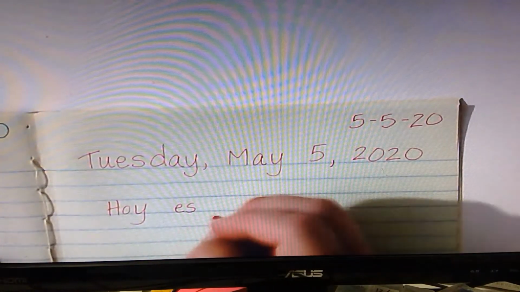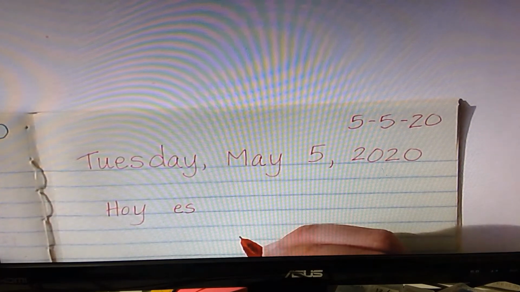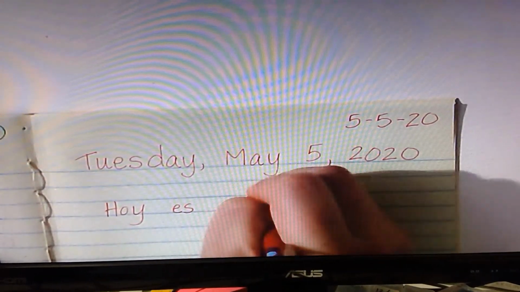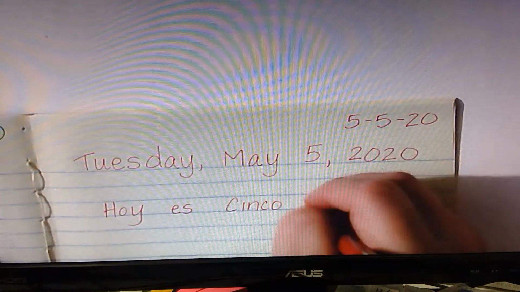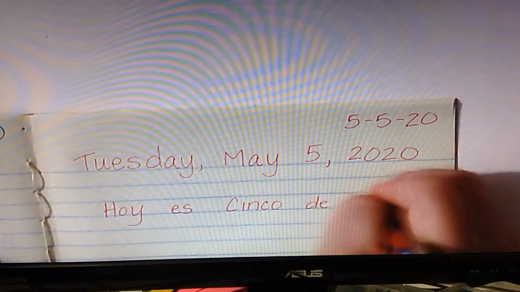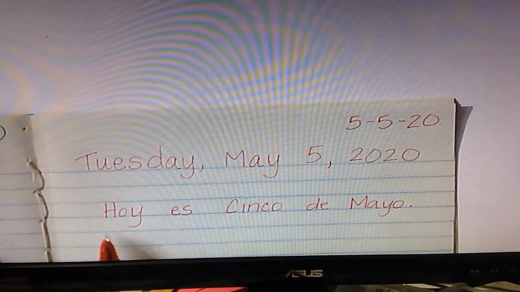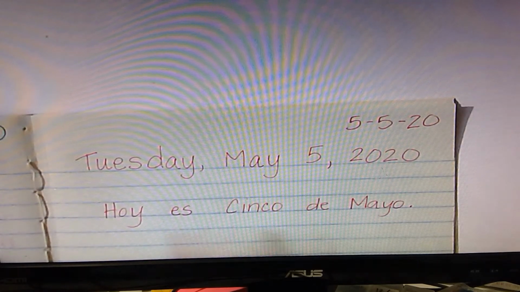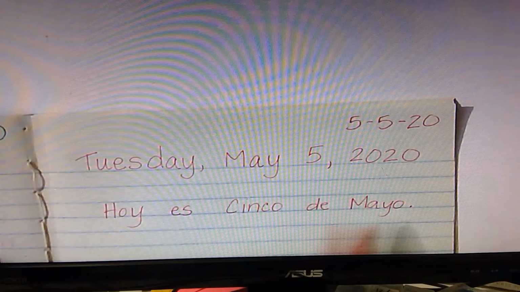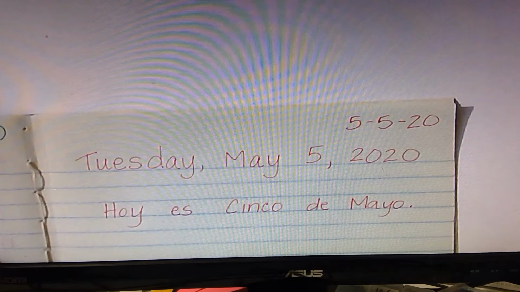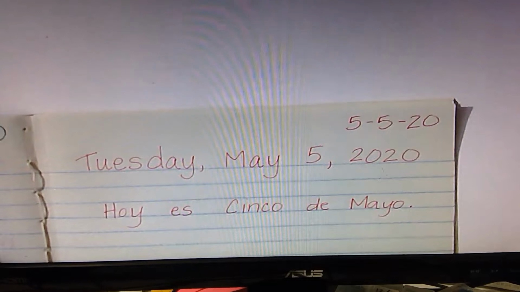Now, actually, a lot of the parts of the date in Spanish usually aren't capitalized, but because it is a holiday, we are going to capitalize it. Hoy es cinco. Cinco means 5 de Mayo. Capital M-A-Y-O. You guys just wrote a sentence in Spanish. Today is the 5th of May, or today is Cinco de Mayo. Okay, awesome job. And that's it. So if you want to draw a picture here, you can, but it's a free draw. It's whatever you want to draw, but no picture is required today.